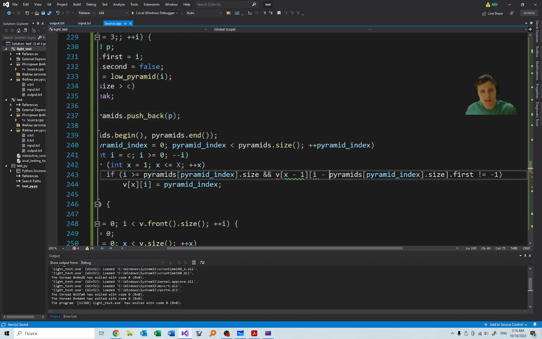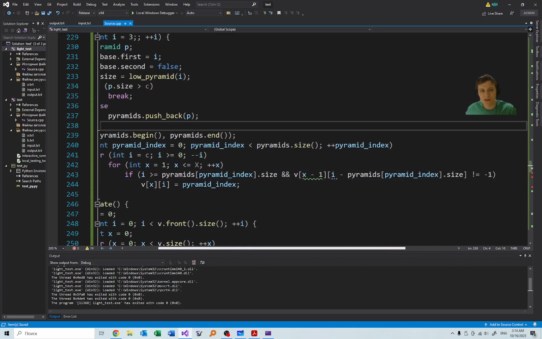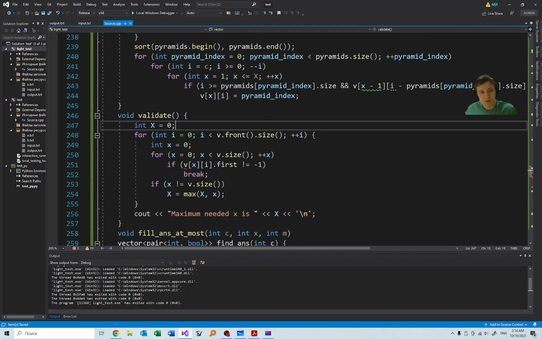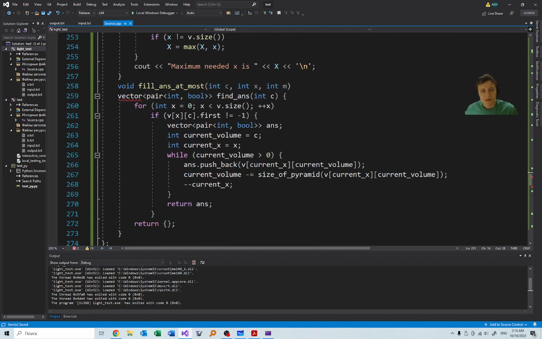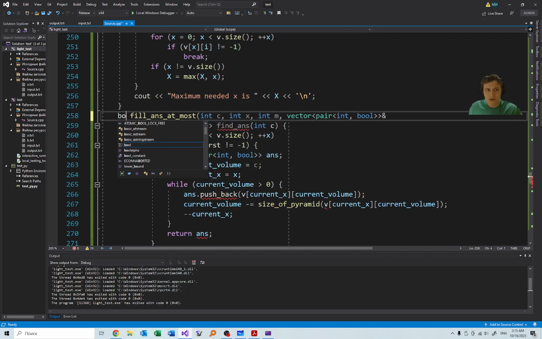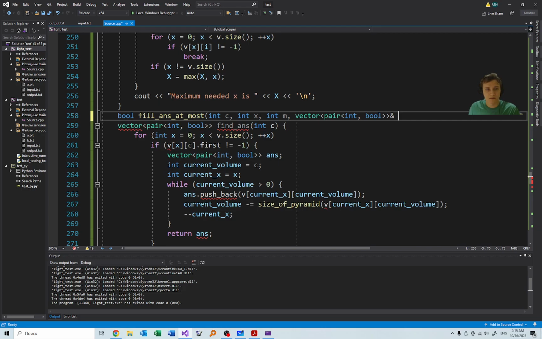Also, it seems that here we need to just remove first. So validate, we don't need it now anymore. But I can fix this validate by this. So fill ans at most: I need to fill C cubes with exactly X pyramids, and the maximum of them should be at most the mth pyramid. And I put the answer in a vector of pair, bool. So if it was successful, then I write it here.